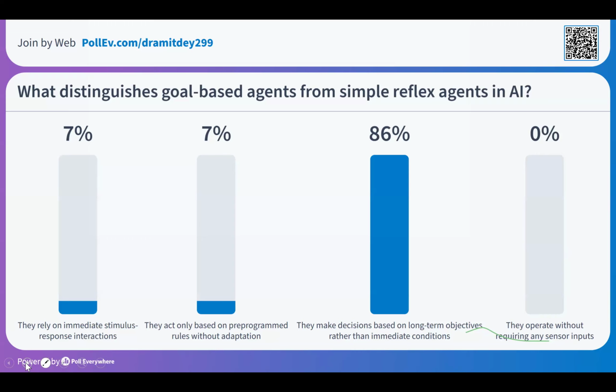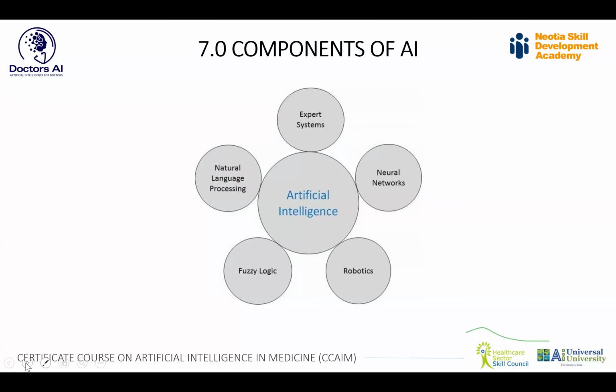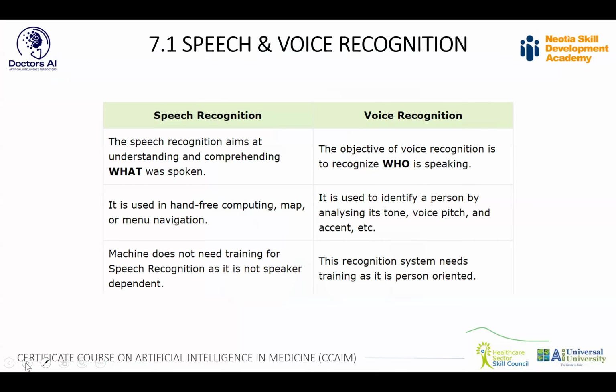This is the last part of my talk, where we will talk about the different components of artificial intelligence. And as you can see, there are predominantly 5 important components. One is the expert system, one is neural networks, fuzzy logic, natural language processing, and robotics. And today I will give you just the overview. And as we go in depth into understanding these, we will be talking in more detail.